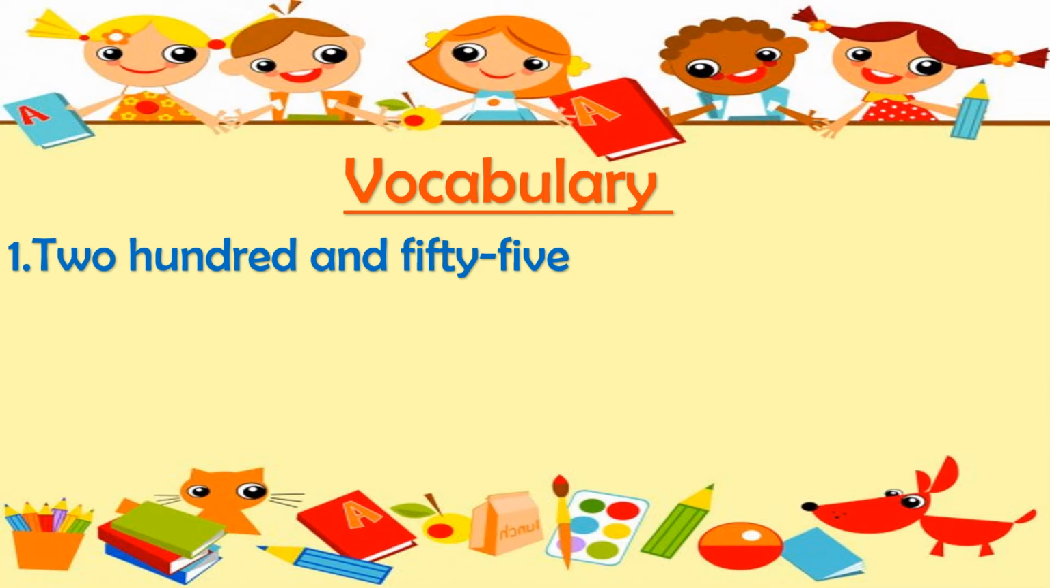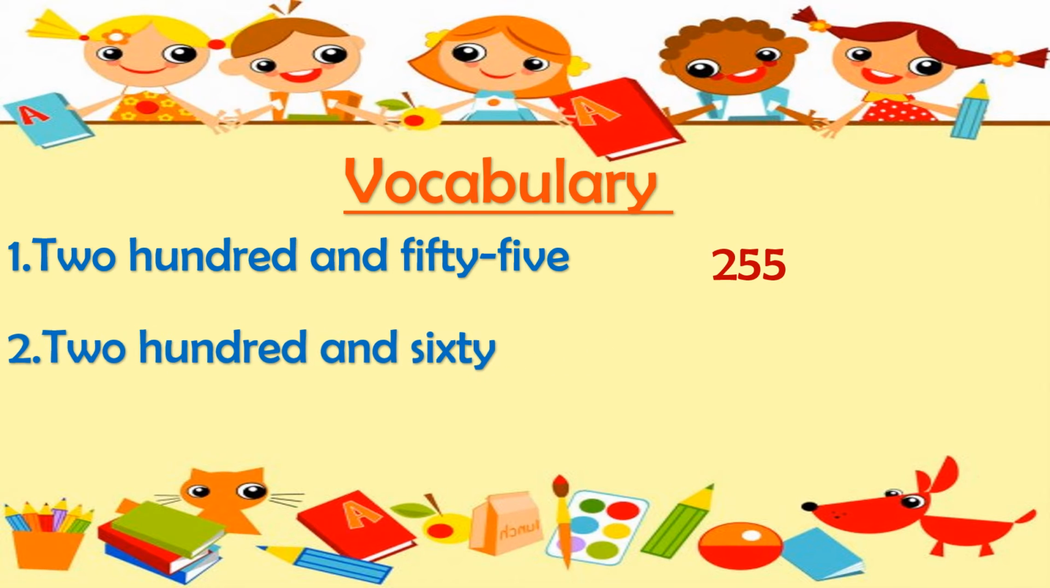Now, I'm going to show you the number symbols. How can you write 255 in number symbols? You can write like this: 2, 5, and 5. You read this number as 255. Now, let's proceed to the number 2 vocabulary. Number 2 vocabulary is 260. Two-hundred-sixty. Students, how can you read this word?